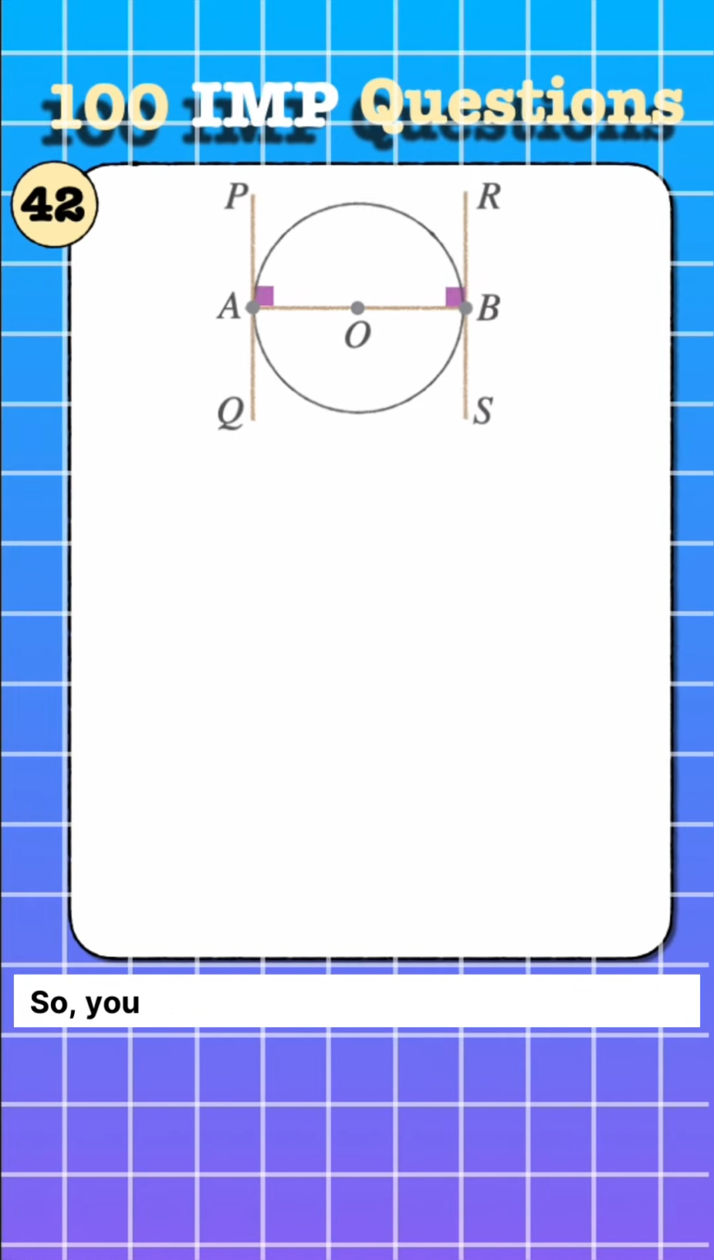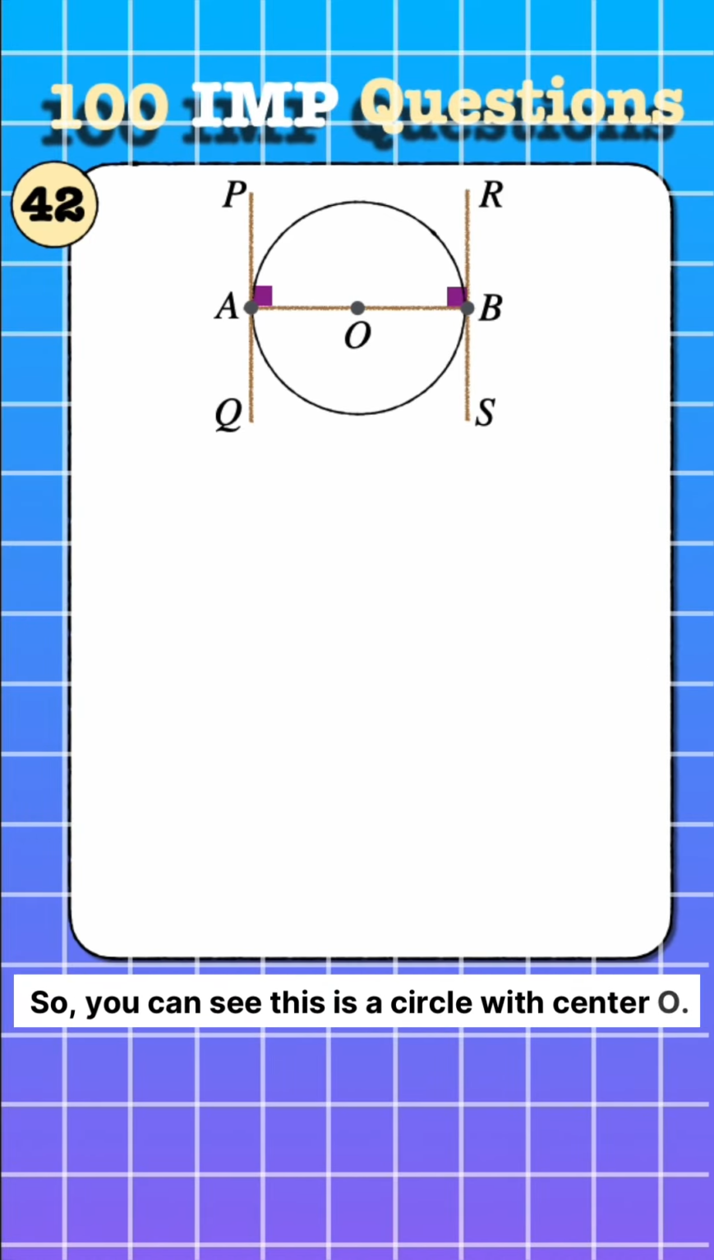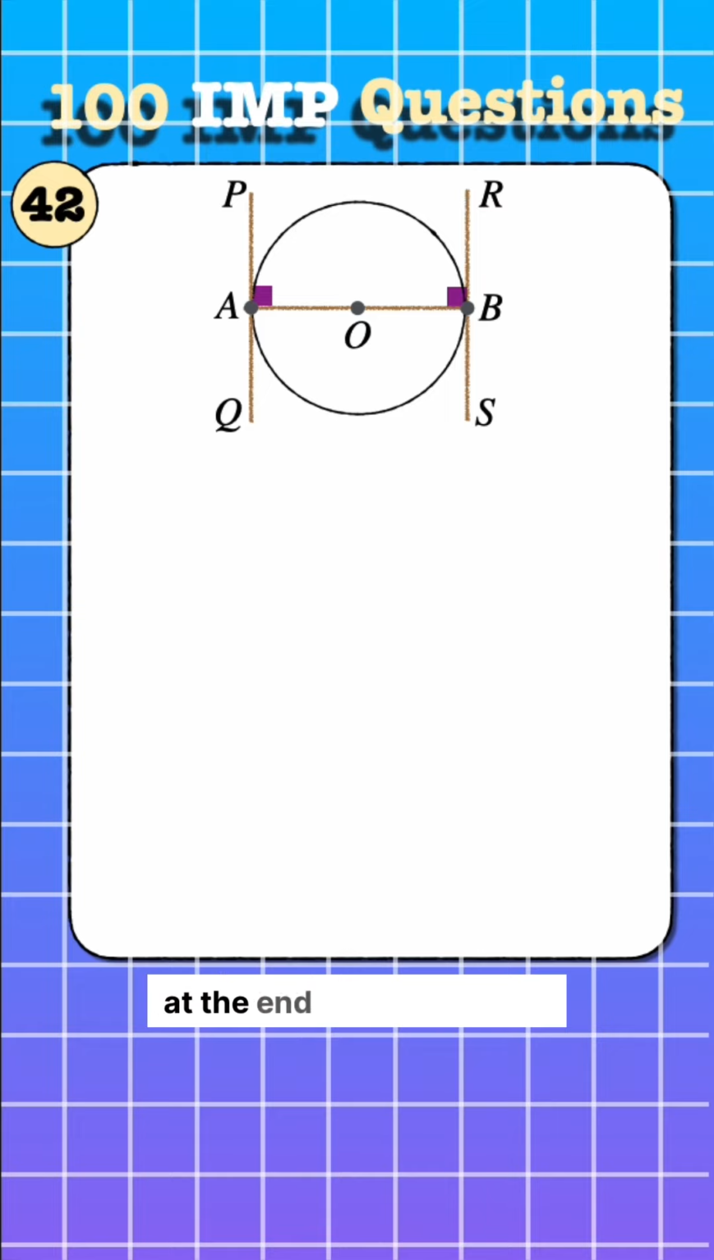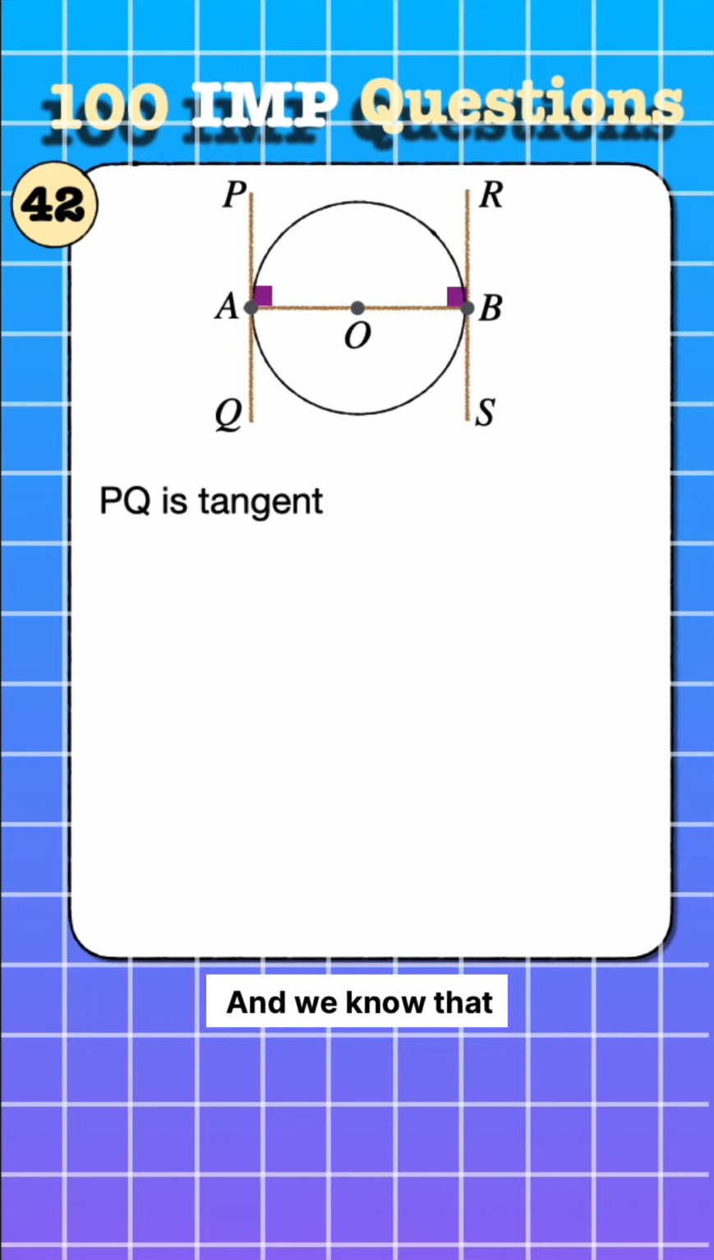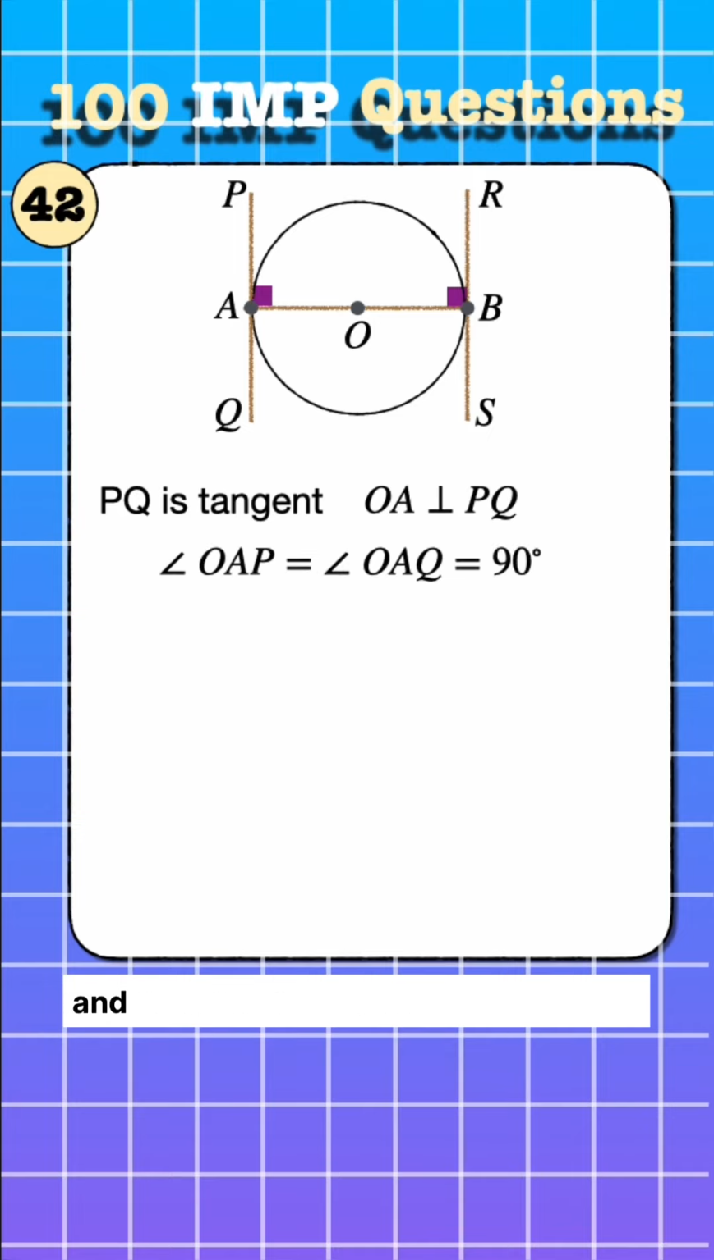Very simple. So you can see this is a circle with center O. AB is the diameter of the circle. PQ and RS are the tangents at the end of the diameter. So first of all, PQ is a tangent, and we know that tangent and radius are always perpendicular to each other. So that's why we can say OA is perpendicular to PQ. Therefore, the angle OAP and the angle OAQ will be 90 degrees.